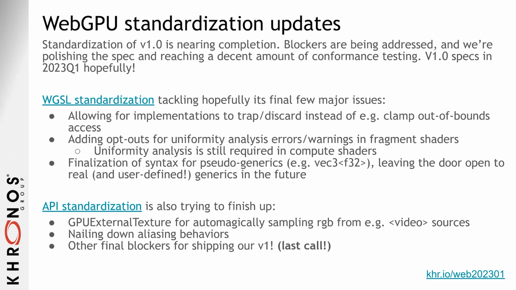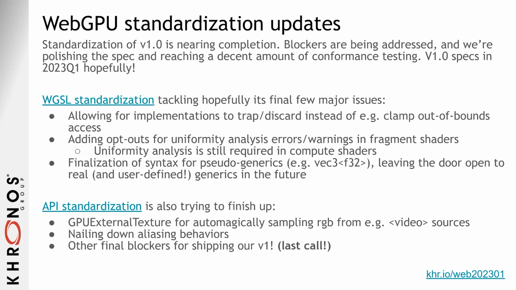WGSL standardization has a couple issues left. This is nitty-gritty details, but we're talking a little bit about some of the behavior when you do out-of-bounds accesses. We're adding opt-outs for uniformity analysis errors and warnings, which is a big feature request we've had a lot of. So hopefully that makes a lot of people happy. Uniformity analysis is still required in compute shaders, but that's how it goes. And we're looking at finalization of syntax for generics. Looking forward to generics in the future, even if the V1 of WGSL doesn't have true generics, we do have the pseudo generics like vec3 of f32, things like that.